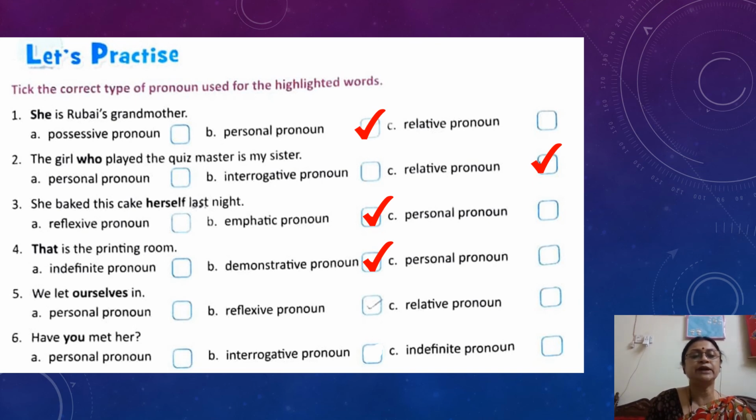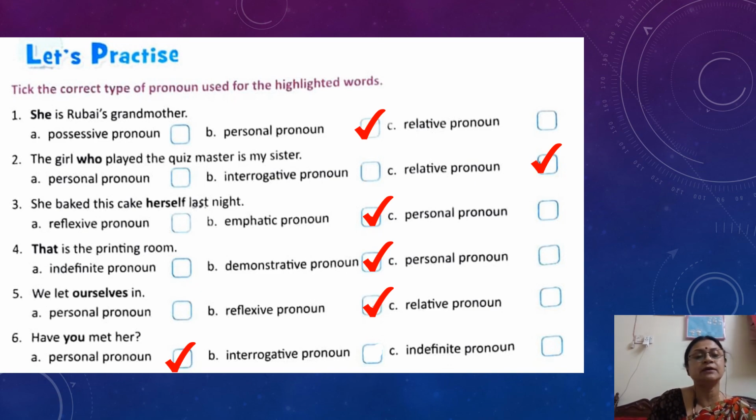Number 5, we let ourselves in. Here options are given: personal pronoun, reflexive pronoun and relative pronoun. So here ourselves is reflecting the pronoun we. So ourselves here is a reflexive pronoun. Coming to question number 6. Have you met her? Here you is the subject in the sentence, and so it will be within the category of subjective personal pronoun, and here it is mentioned as personal pronoun.